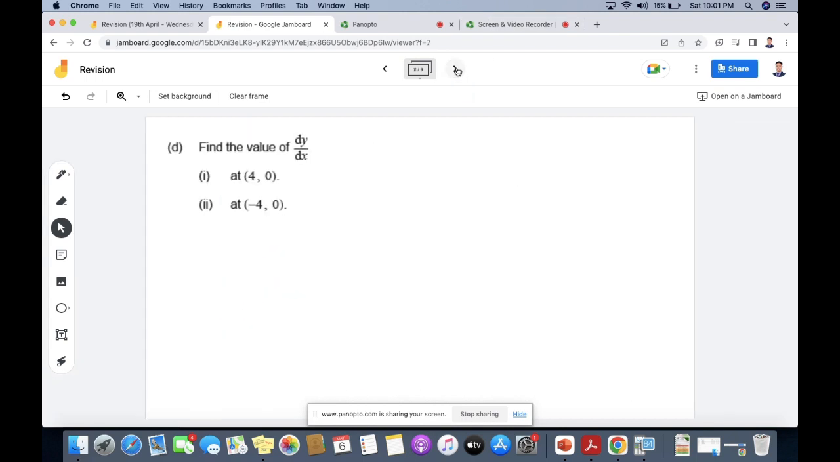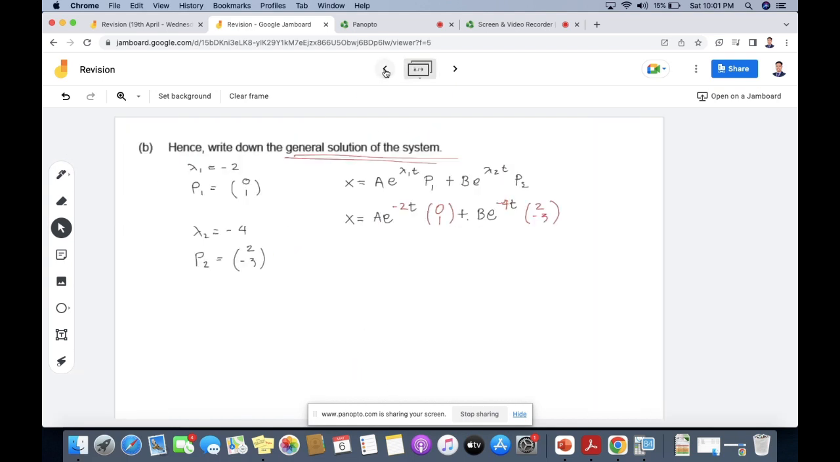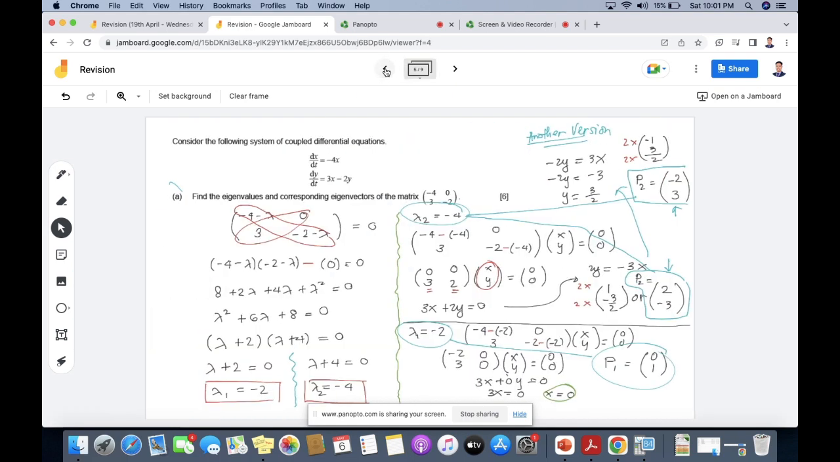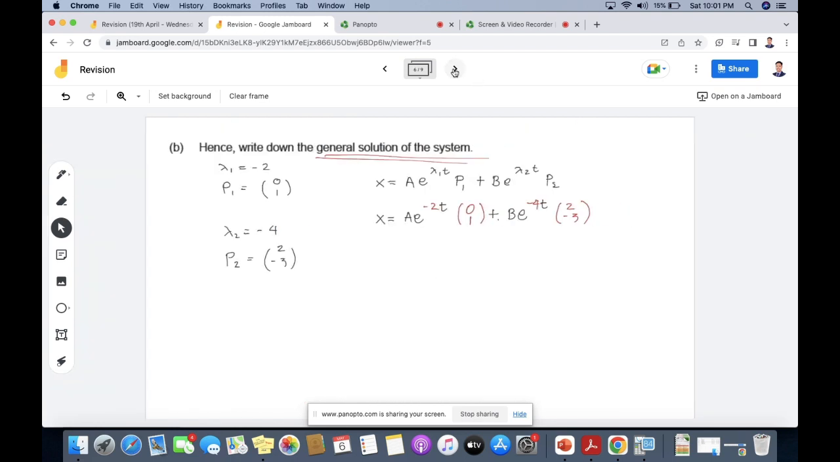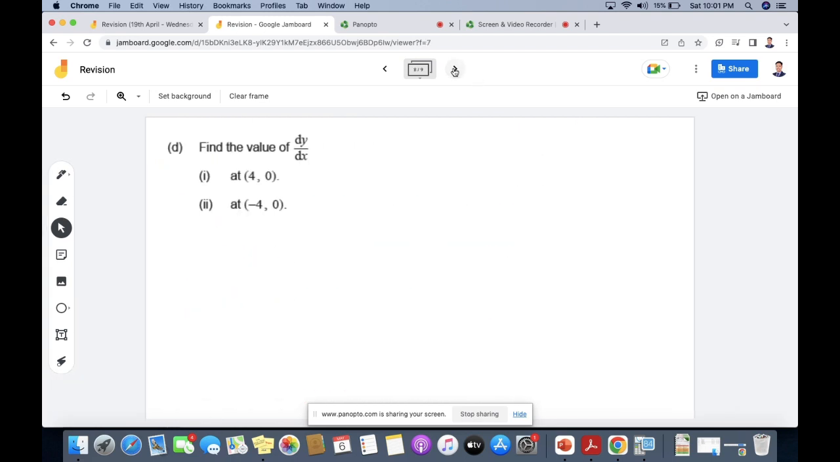Next. This time, let's find the value of dy over dx at (4, 0) and (-4, 0). For us to be able to do that, we need to go back to this. We need to have this one again. Copy this one and paste it here.